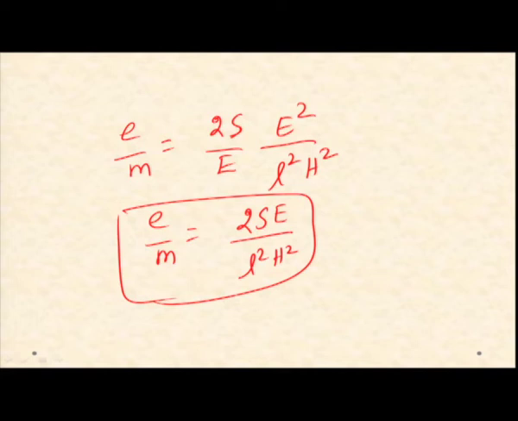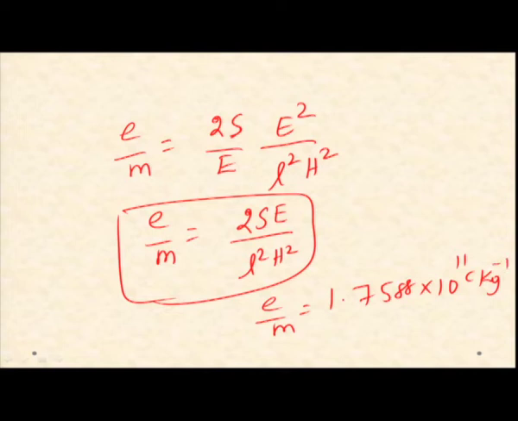Today's accepted value of this e by m of the electron is 1.7588 into 10 power 11 coulomb per kilogram. So this is the e by m value of the electron.